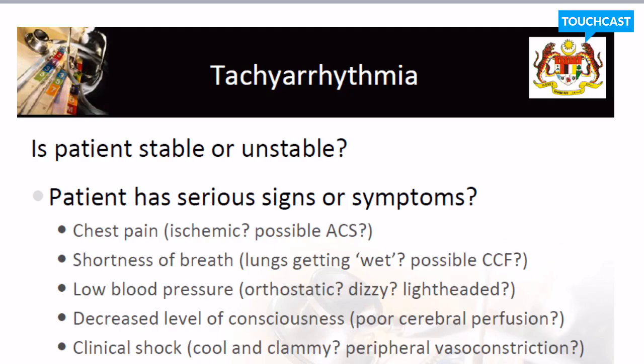Same thing when you assess for tachyarrhythmia. Again, heart rate of more than 90 is tachycardia, but if the heart rate is more than 150, you should not think only about sinus tachycardia, but you need to think about tachyarrhythmia. Regardless of the rhythm, you need to assess whether the patient is stable or unstable. The same questions as when you assess for bradycardia. You ask for level of consciousness, time, place, person, whether there is any altered mental state. Then you go downwards and ask about chest pain and shortness of breath, then measure the blood pressure, and assess the peripheries to look for clinical shock.